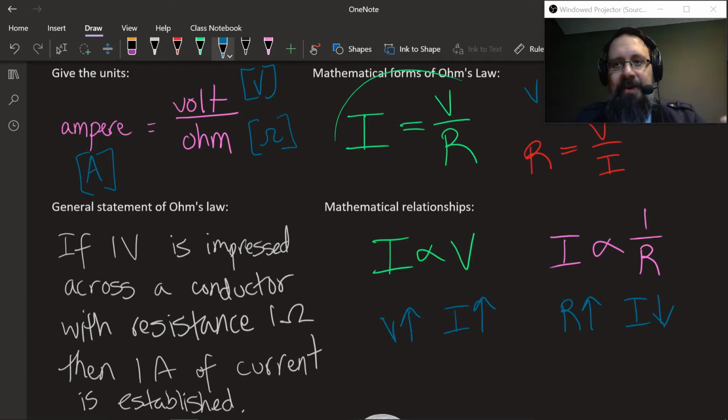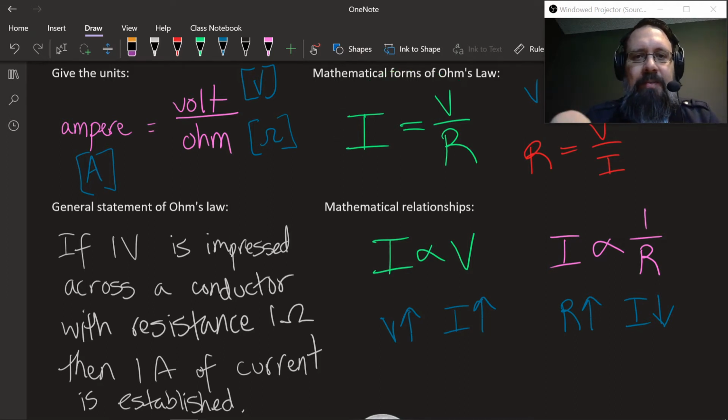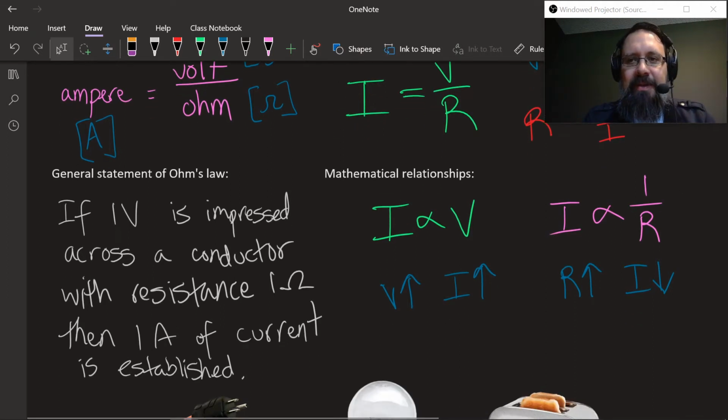So for example, if you double the potential difference, it'll double the current. But if you double the resistance, it will halve the current. Just typical relationships like we're used to. The first question on the worksheet is going to be asking you about this. So that's why I'm mentioning it to you.